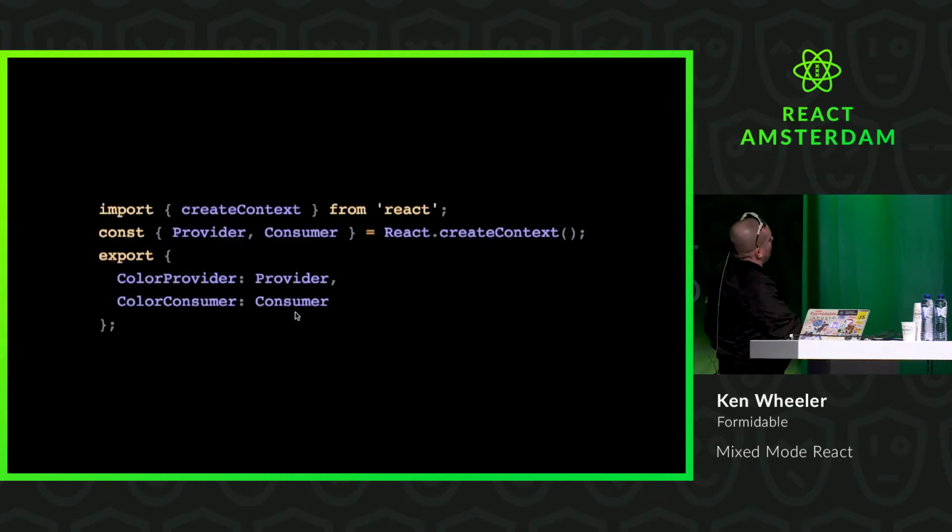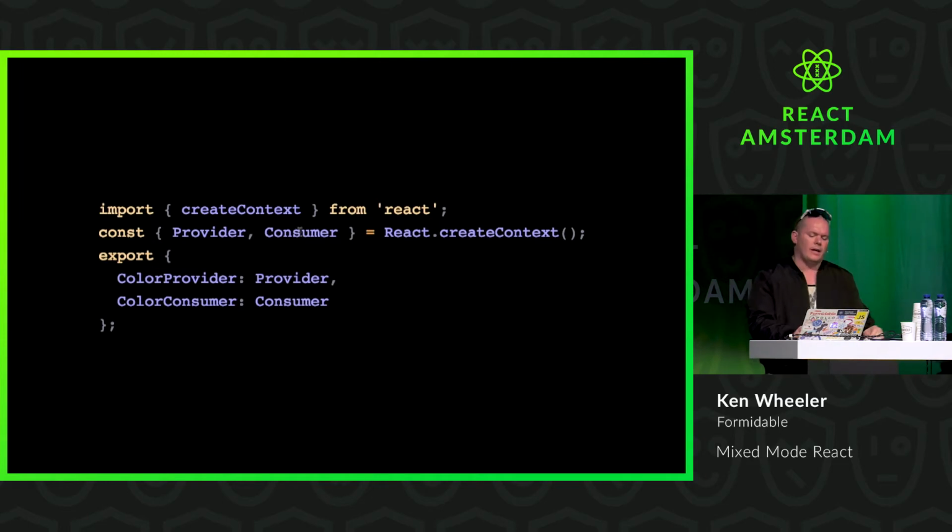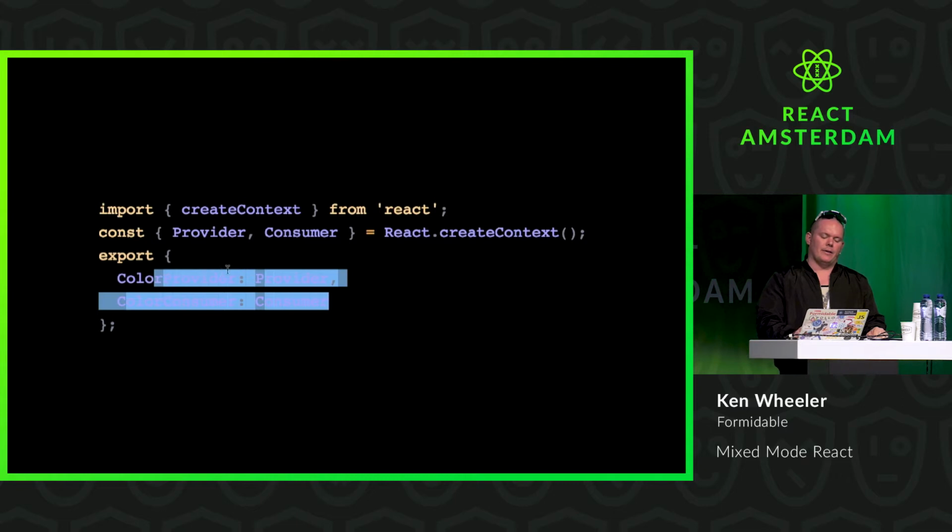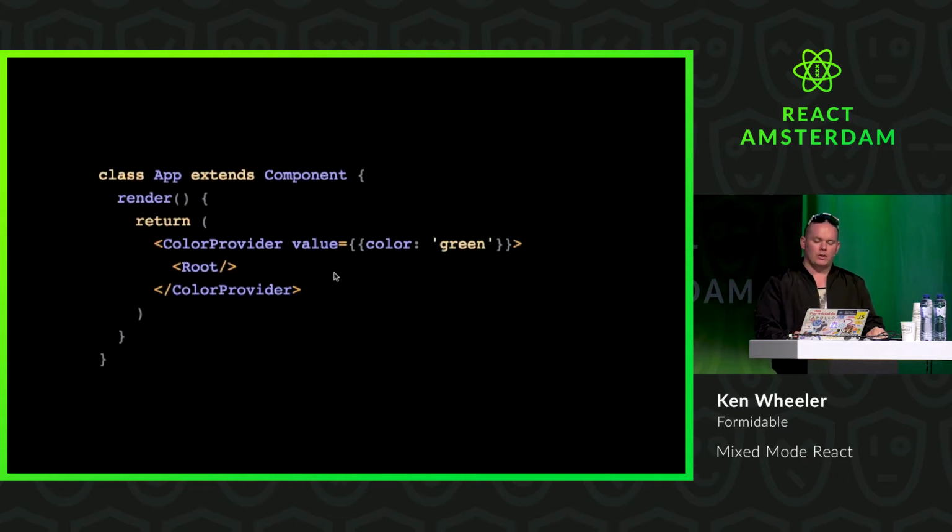So, for an example, a theme here. You import it, and I do a createContext. You don't have to put in an initial value. This is just going to be like a color provider for a theme, and you export your provider and consumer there. And then in the top level of your app, you have your provider, and you can pass through this right here.